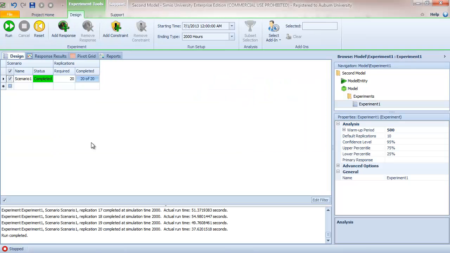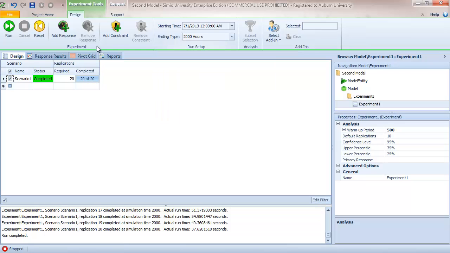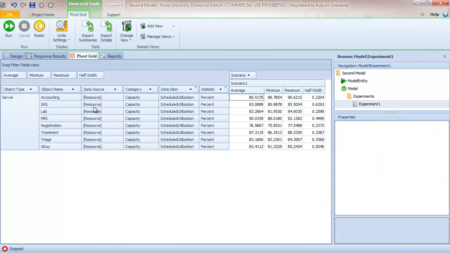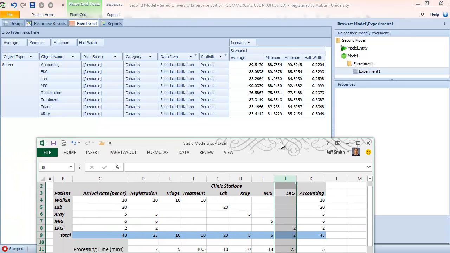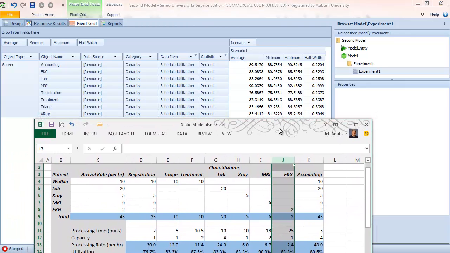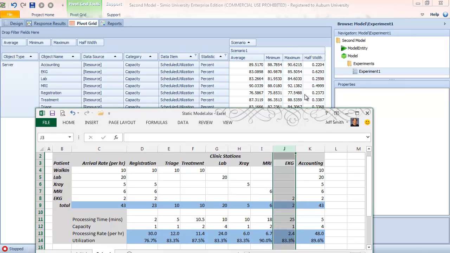So to satisfy my own curiosity, I went ahead and ran for longer. I ran for 2,000 hours, so I doubled the run length just to check out this EKG. Let me see if I can figure out how to get these both on the screen. There we go. We can almost see them. There we go. And so now we can see that EKG is 83.08, and our expectation is 83.3, and our half width has been reduced from 1 point something to 0.6.